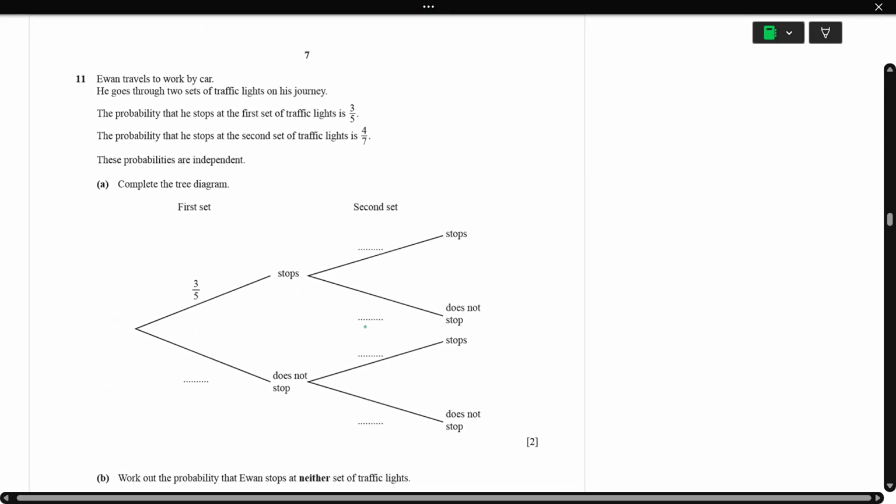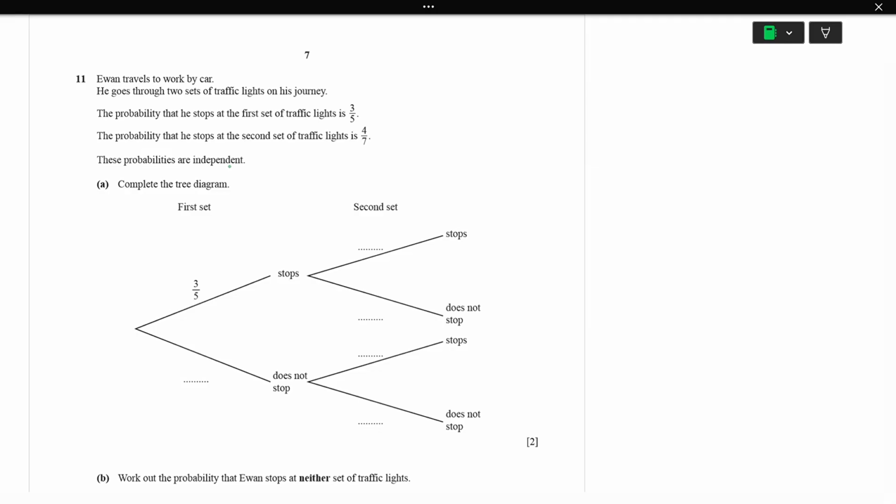Next, question 11. Ivan travels to work by car. He goes through 2 sets of traffic lights on this journey. The probability that he stops at the first set of traffic lights is 3 over 5. The probability that he stops at the second set of traffic lights is 4 over 7. These probabilities are independent. Complete the tree diagram. So the first set is 3 over 5. If not, this is going to be 2 over 5. Next is the second set. If he stops, it is 4 over 7.